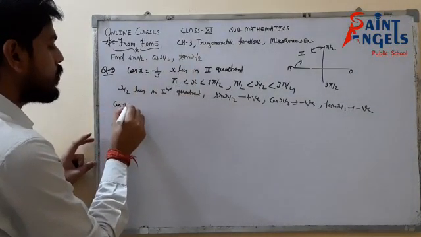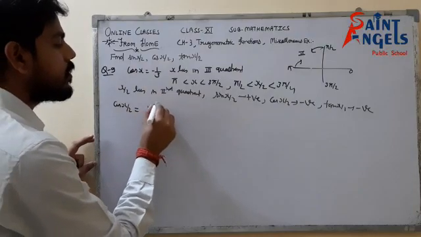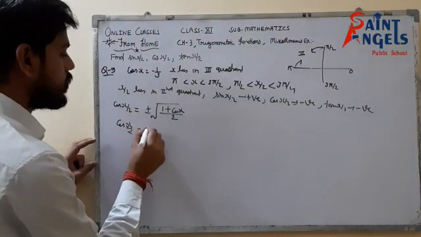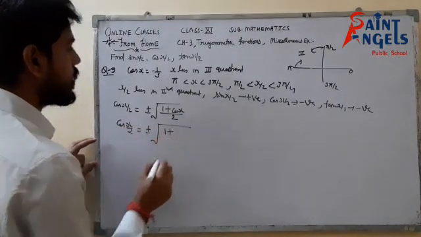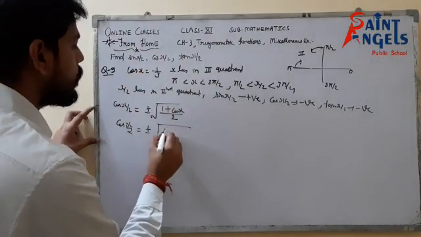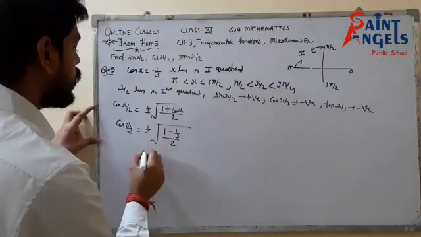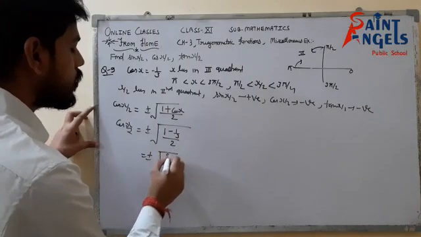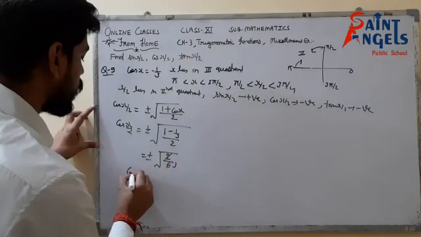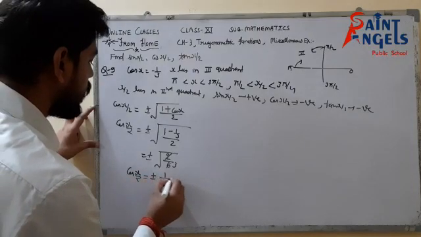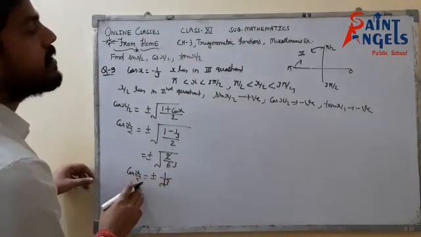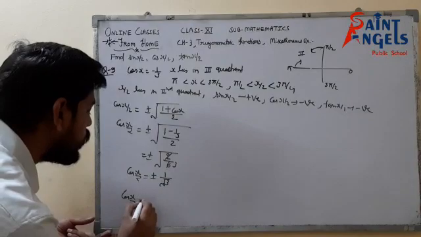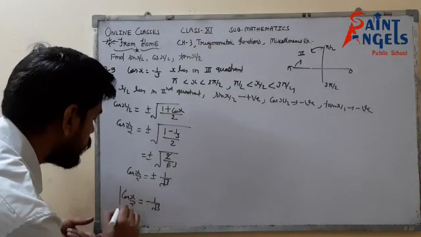Then cos x by 2 equals plus minus under root of (1 plus cos x) upon 2. And cos x is minus 1 by 3, so it means (1 minus 1 by 3) upon 2. That would be plus minus under root of (3 minus 1) upon 3, divided by 2, which is 2 upon 6, it means 1 upon 3. So cos x by 2 equals plus minus 1 upon under root 3. But x by 2 lies in the second quadrant, where cos x by 2 is negative. So cos x by 2 equals minus 1 upon under root 3.